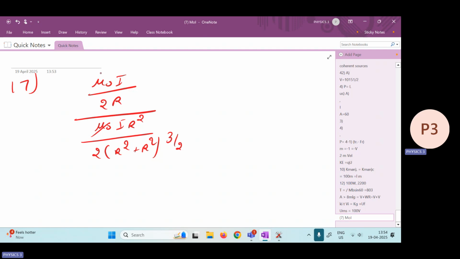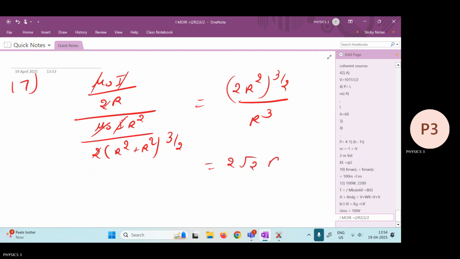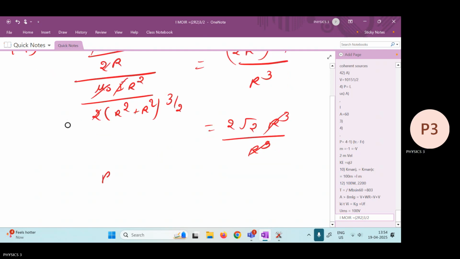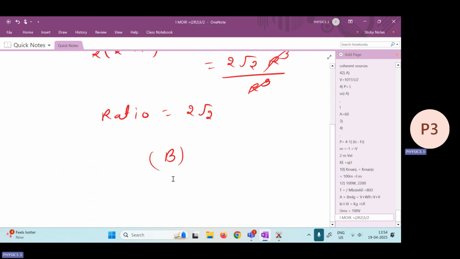So this mu naught I and 2 get cancelled out. That will become 2r square to the power 3 by 2 upon r cube. So that comes out to be 2 root 2 r cube upon r cube. So the required ratio comes out to be 2 root 2. So option B is absolutely correct in this situation. Okay, now let's go to the next question.